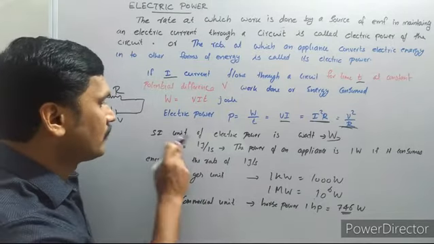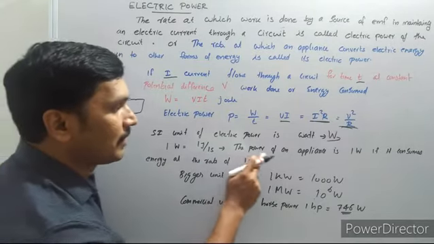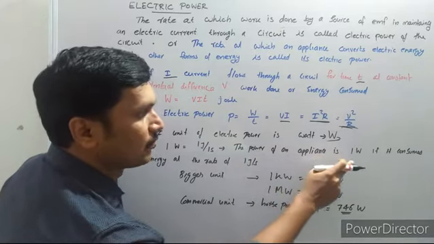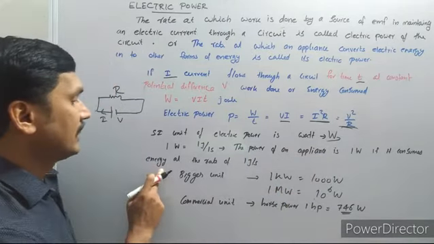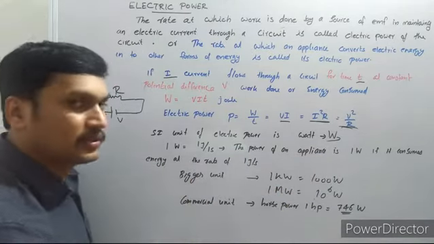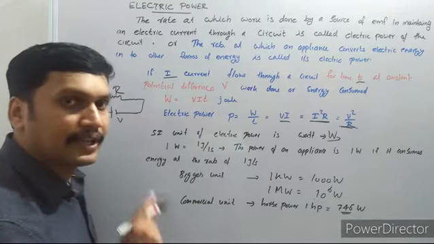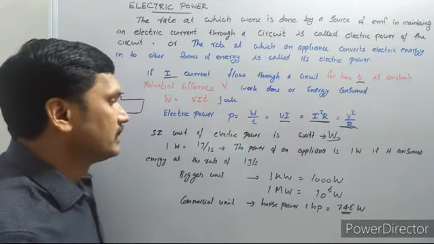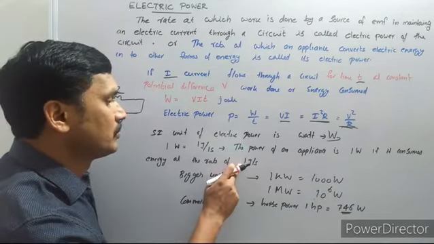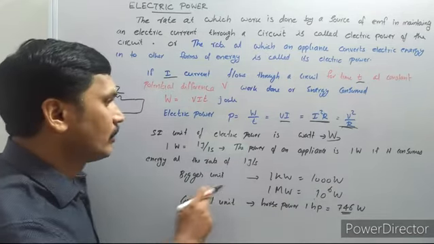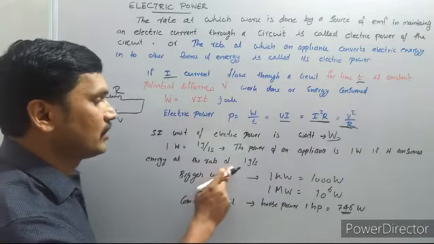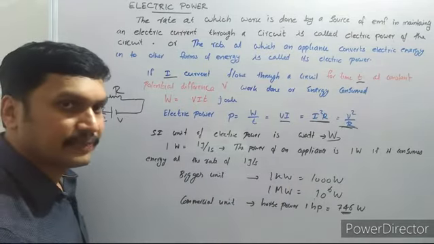So we can define the 1 watt power this way. The power of an appliance is 1 watt if it consumes energy at a rate of 1 joule per second. You can say an electric appliance has a power of 1 watt if it consumes 1 joule of energy in 1 second, or it consumes energy at a rate of 1 joule per second.